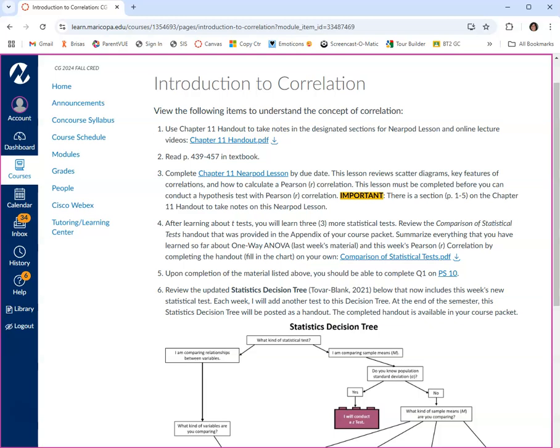What is a correlation? Well, let's break it down into its parts. The prefix co refers to two. The word relation refers to a relationship. When put together, correlation is a statistical technique to measure and describe the relationship between two variables. There are several different measures of correlation. For this course, we will only review the Pearson R correlation that measures the linear relationship between two variables. Please read the designated pages in the textbook and complete the corresponding Nearpod lesson.